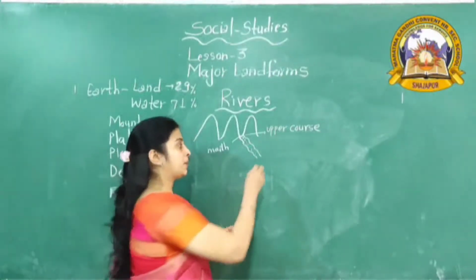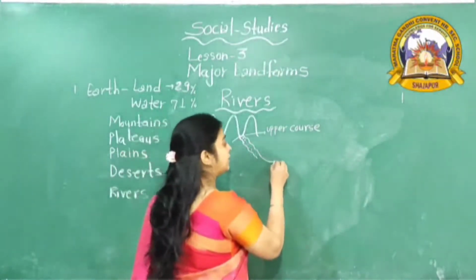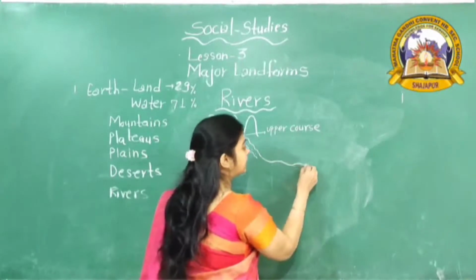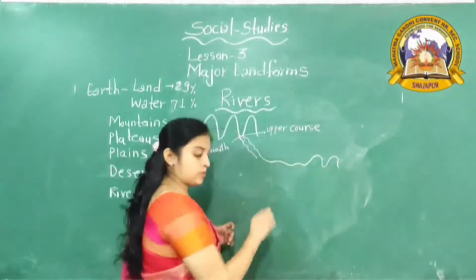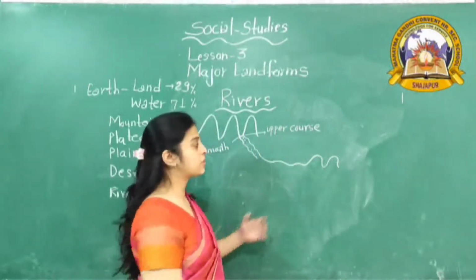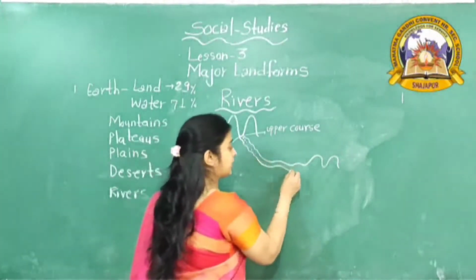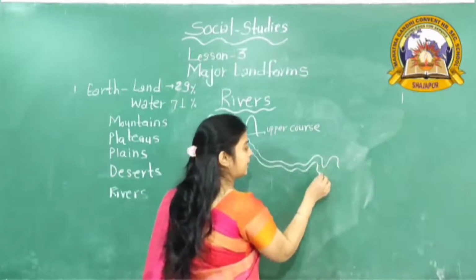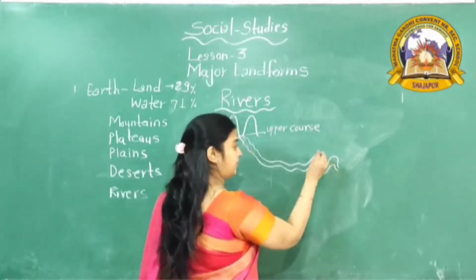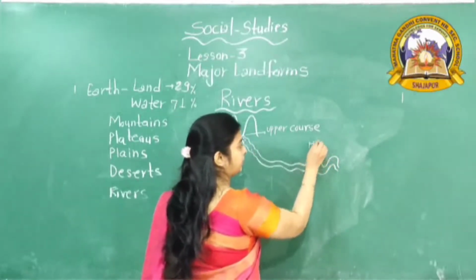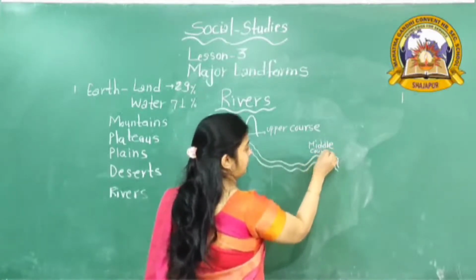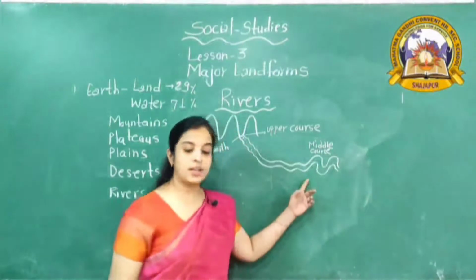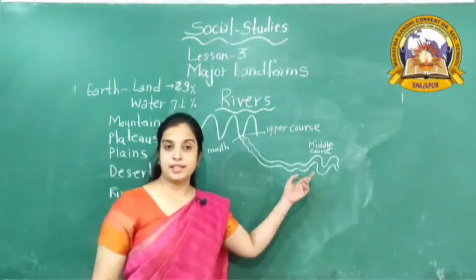And from the upper course the river enters the middle course. Okay, upper course से river क्या करती है? middle course join करती है. It enters the plain. This is known as the middle course. ये क्या कहलाता है? middle course कहलाता है.